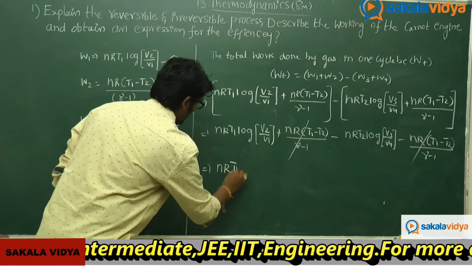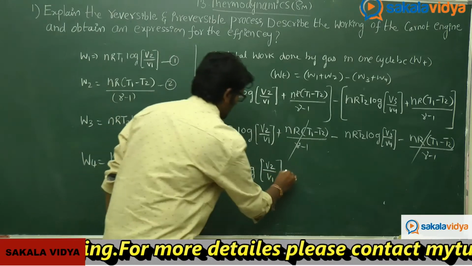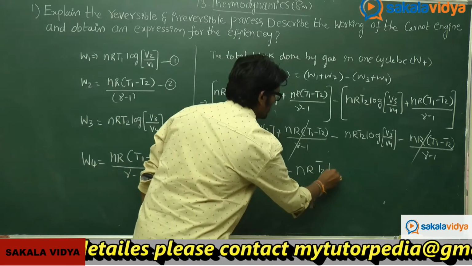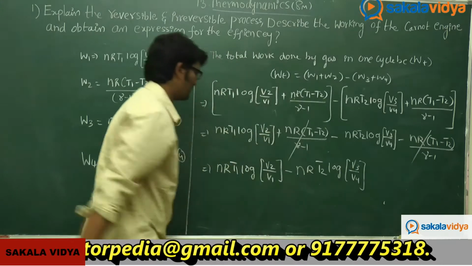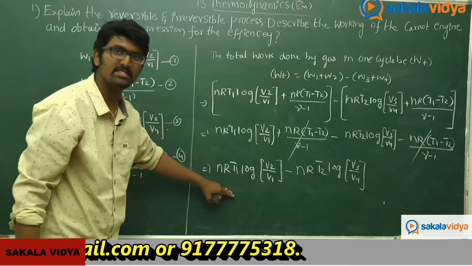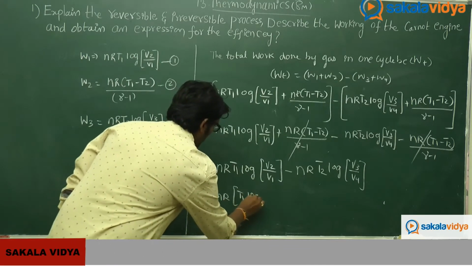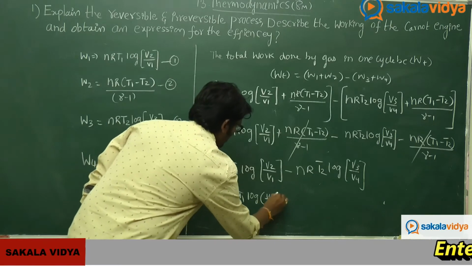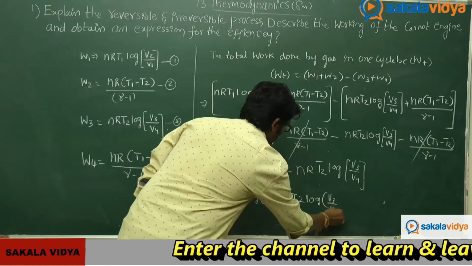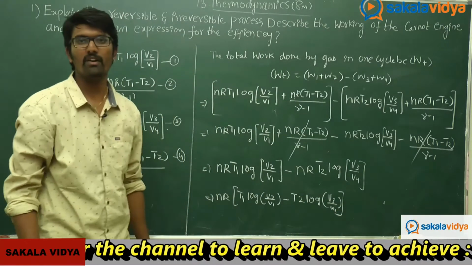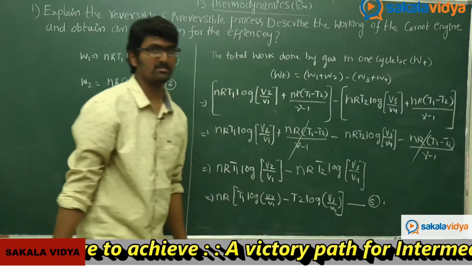nR T1 log V2 by V1 minus nR T2 log V3 by V4. So what is common here? From this equation and this equation, nR is common. If you take nR common, we get nR times (T1 log V2 by V1 minus T2 log V3 by V4). Let us assume this as equation 5.